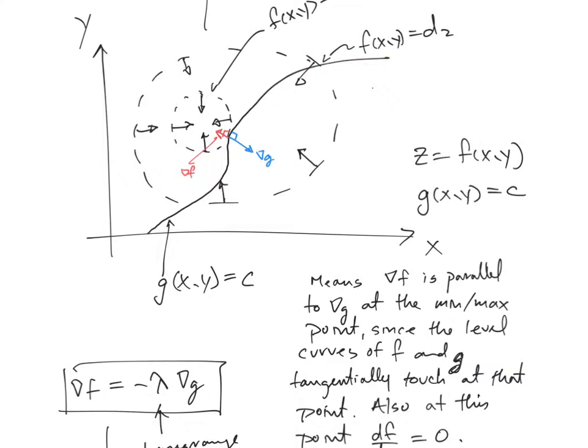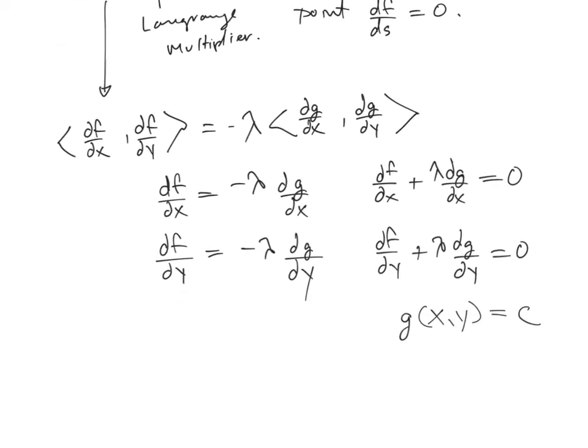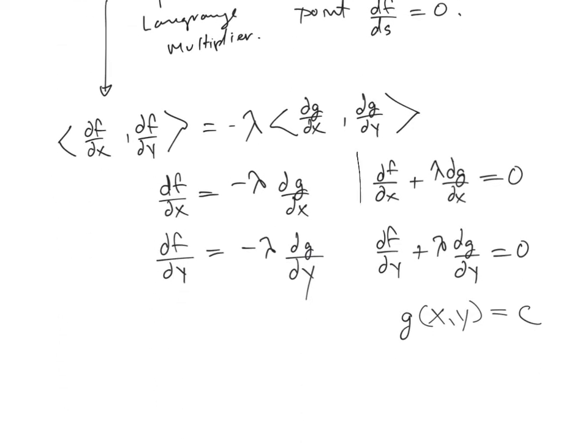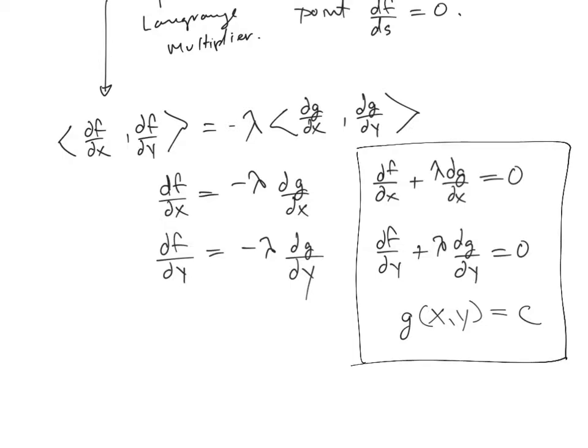The first two equations come from the fact that these two gradient vectors have to be parallel, but not necessarily of the same magnitude or direction. Well, the direction has to be 0 or 180 degrees difference between the two. That's where two of my equations come from. The third equation is just this one. So now I've got three equations, three unknowns. So that'll allow me to find x and y where f is maximum or minimum subject to this constraint.